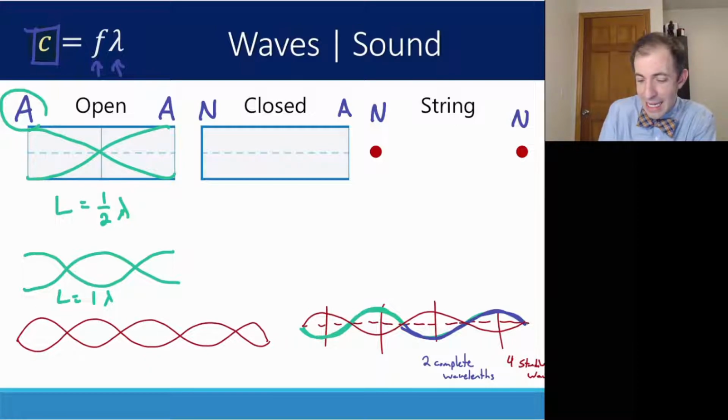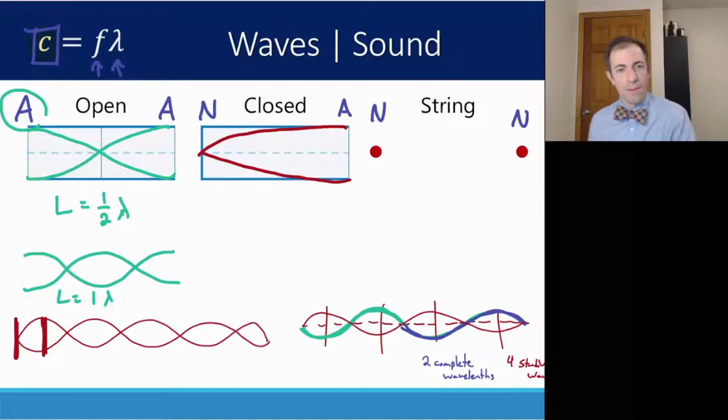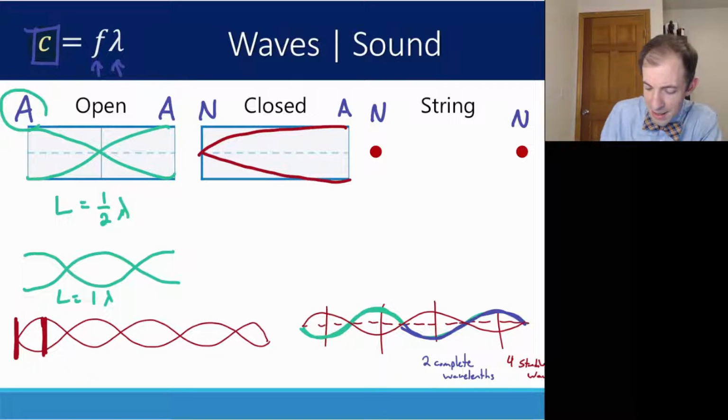Now, if I were trying to do this for a closed pipe system, well, I am not going to start at an antinode. Instead, I'm going to start here at a node. Then I'm going to move this along until I hit an antinode. Oh, I hit one right there. So this is my simplest form. If I were to find my next simplest form, I keep going until I hit the next antinode. Oh, it's right there. So that next simplest form is going to look something like this.